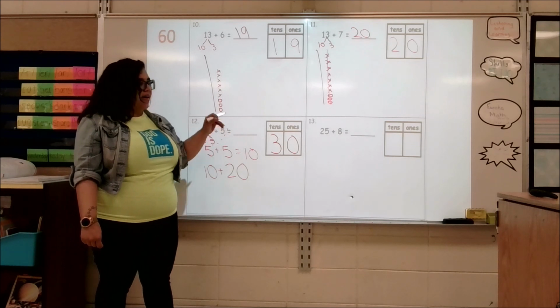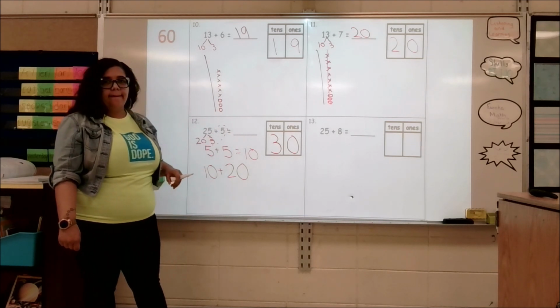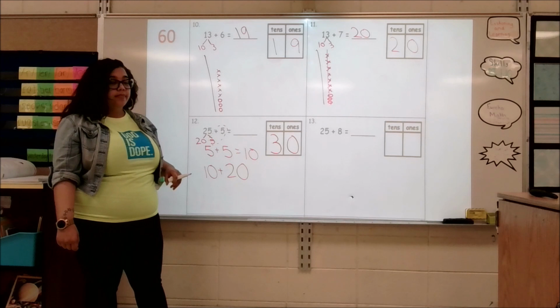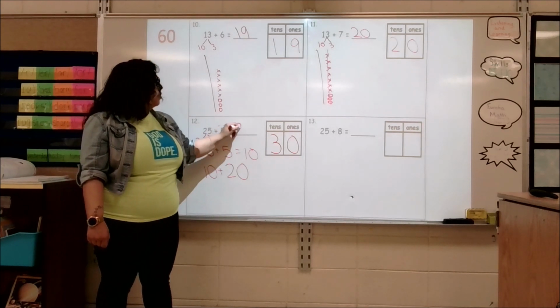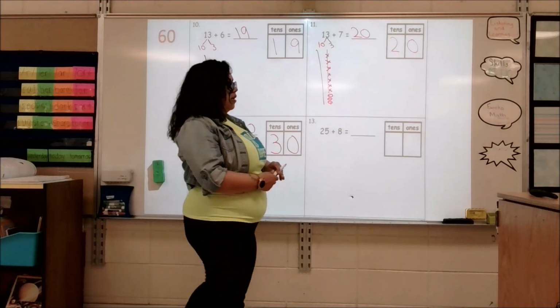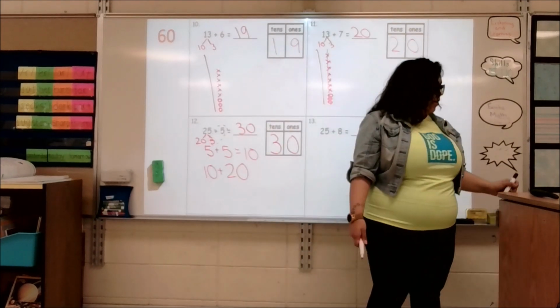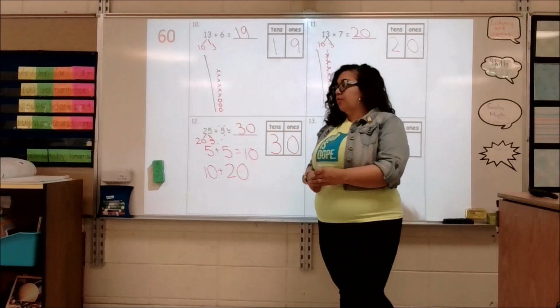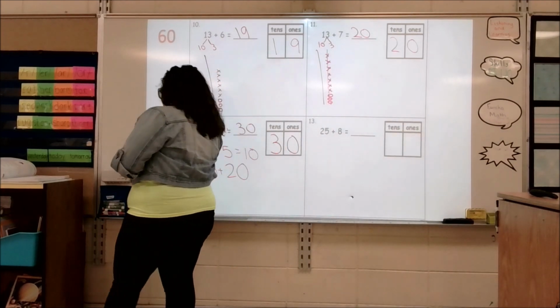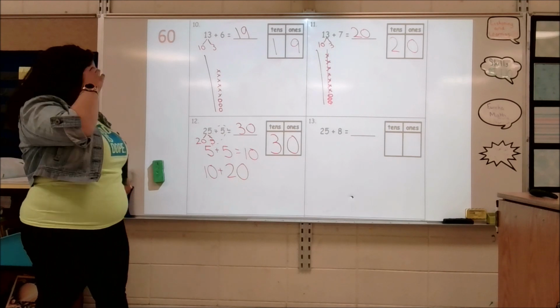And what again is the value of 3 tens? Good. The value of 3 tens is again 30. Excellent. Now look at the last problem. This last problem reads 25 plus 8. It reads 25 plus 8.